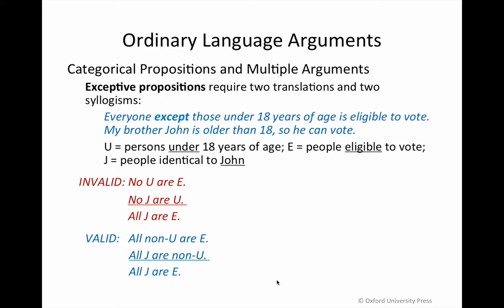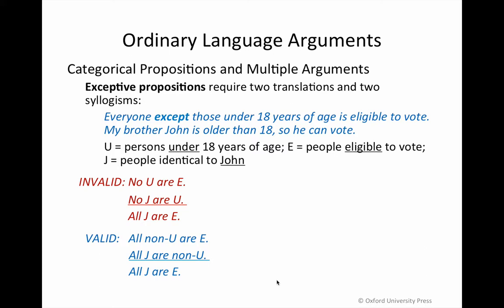No one under age 18 is eligible to vote. No persons identical to John are under the age of 18. So, all persons identical with John are eligible to vote. You probably already know that this argument violates rule number 3. You can't have 2 negative premises.